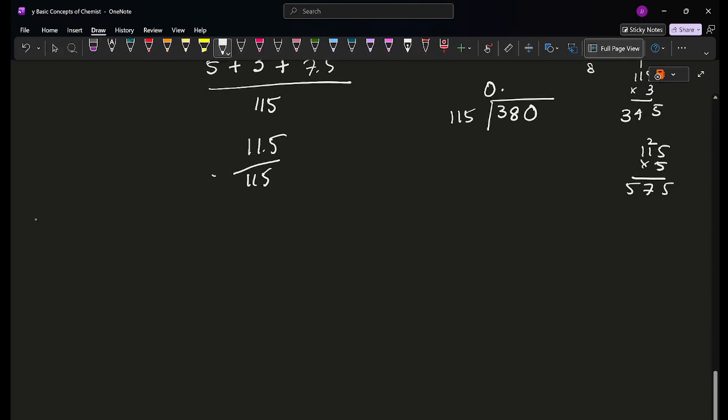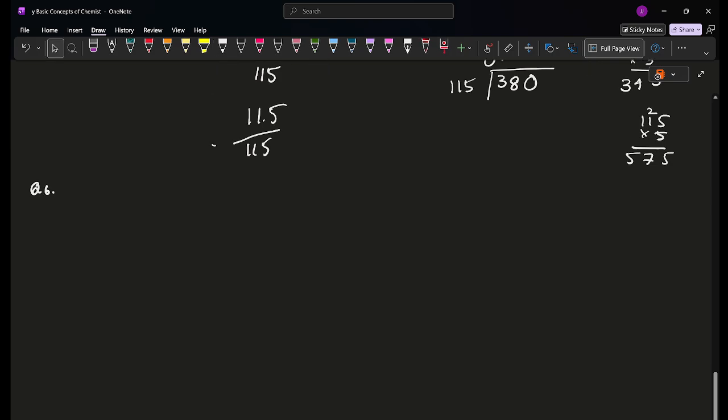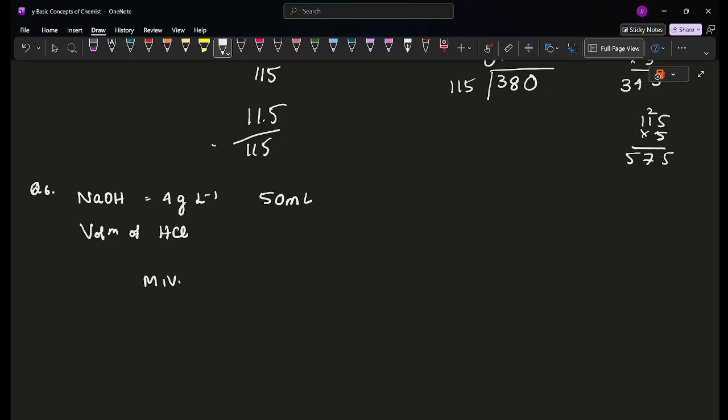This is question number 6. A solution of NaOH is basically 4 gram per liter. What volume of HCl gas at STP will neutralize 50 ml of the alkali solution? So this is basically 50 ml, I suppose, because that's the alkali right there. Now, to find the neutralization, we could use this formula.